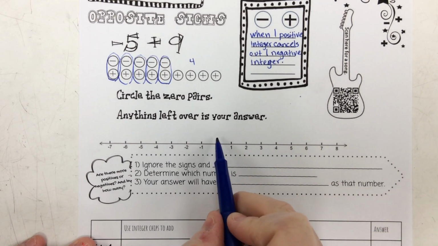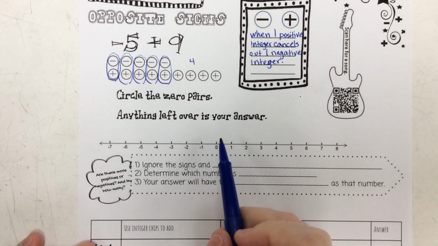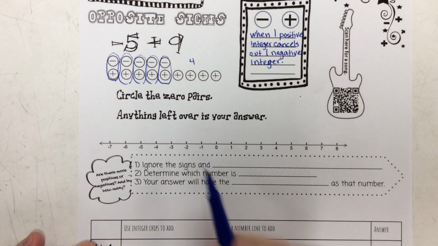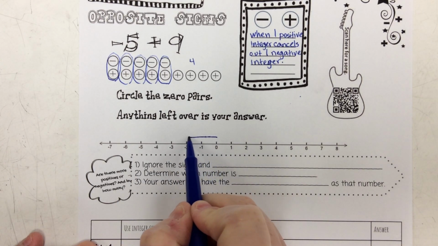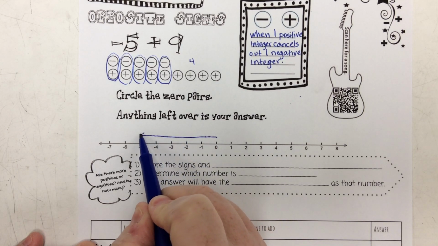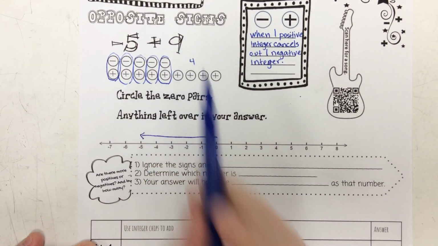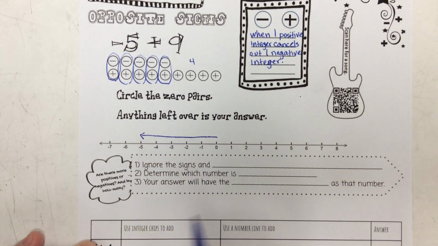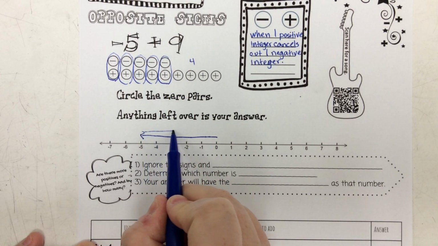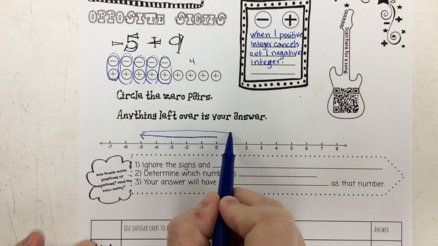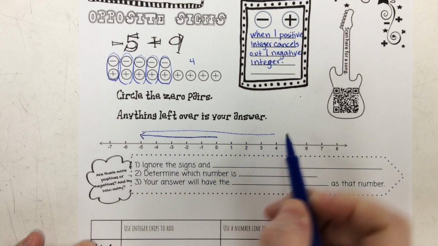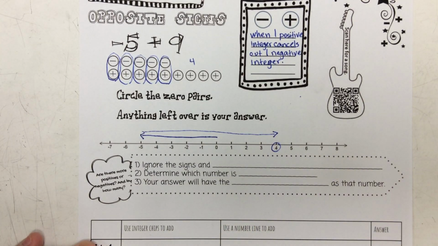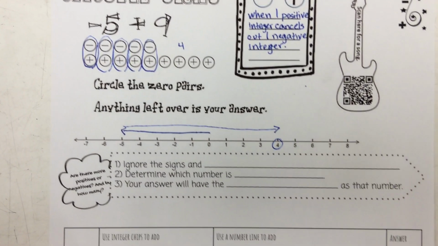Now, your number line is just like the rules on the previous page. We start at 0, and I'm going to go the spaces in the direction of the first number. So I'm going to go 5 spaces in the negative direction. So 1, 2, 3, 4, 5. But this number is positive. So I'm going to go in the positive direction 9 spaces. So 1, 2, 3, 4, 5, 6, 7, 8, 9. My answer, I end up at 4. Okay, you see how our number line is?